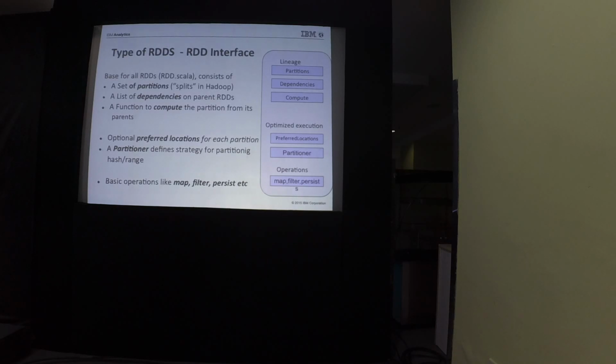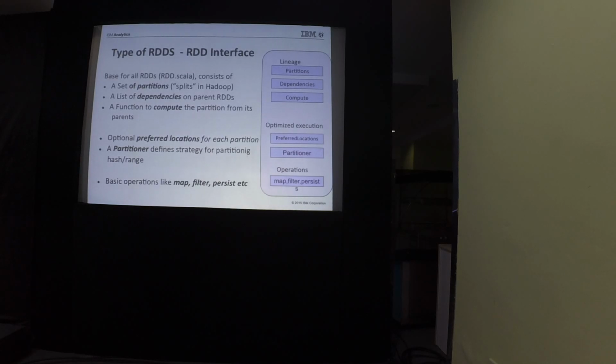Each RDD knows who its parent is. It may be one or more than one, depending on the operator. If it is a join, it may be coming from two or more RDDs. So, the list of dependencies, and the function to compute, the actual function which you want to compute on the partition. If you go to the RDD paper, it says both data and function reside in the same place. This is where compute invokes that function. And these are the three things through which lineage gets captured.